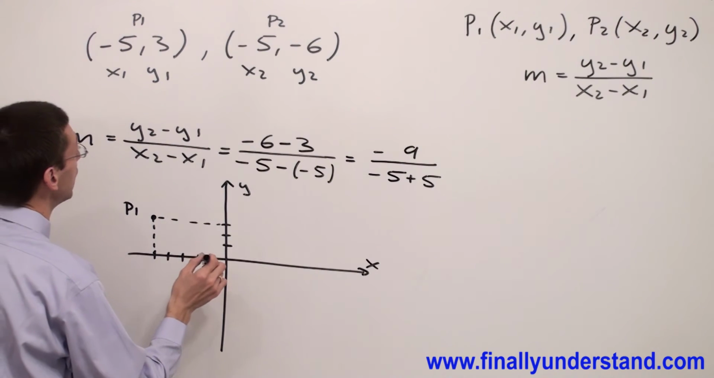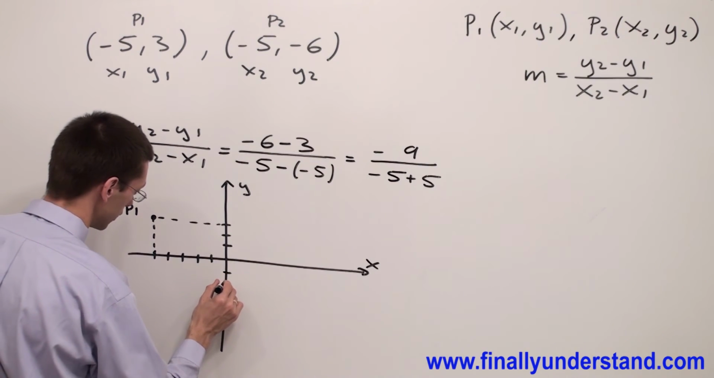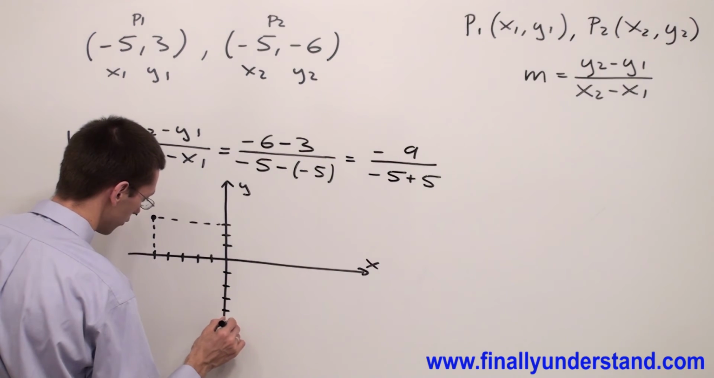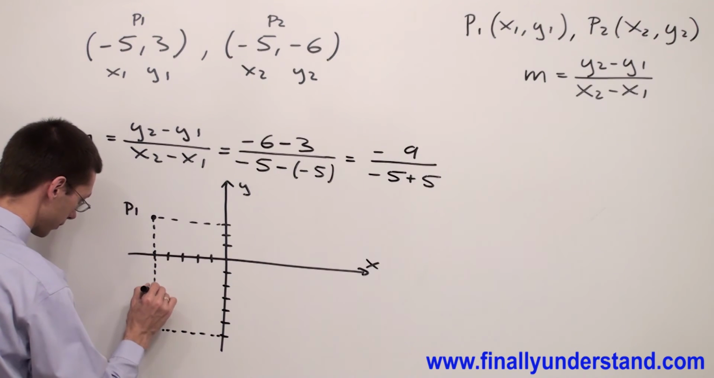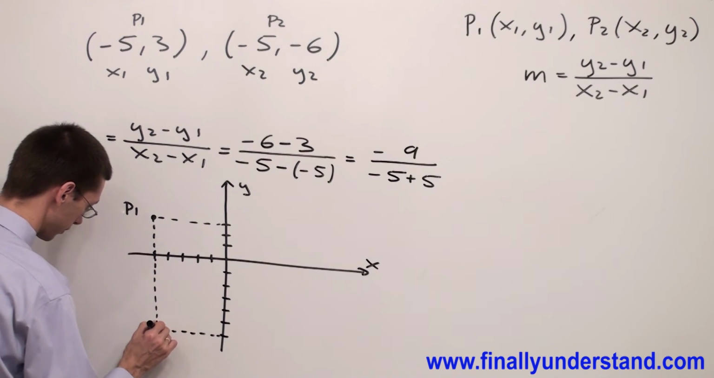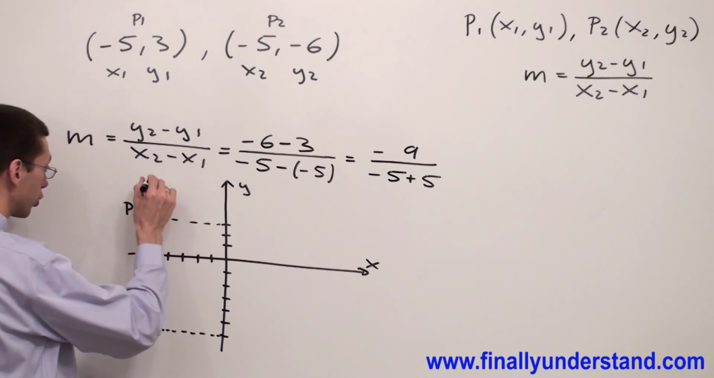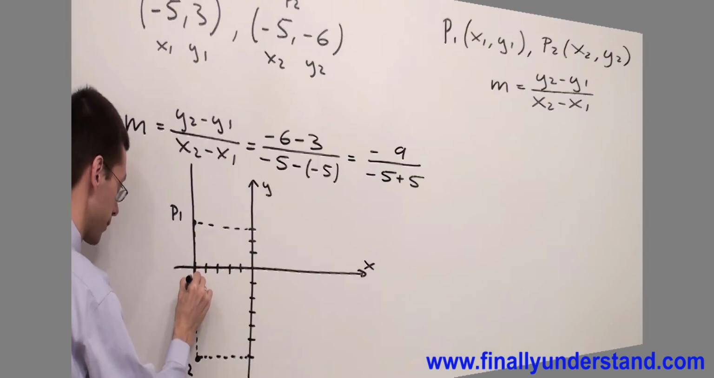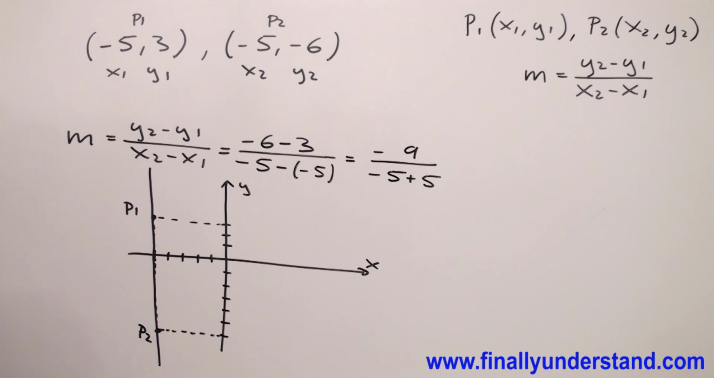P1, and we have negative 5 and negative 6. 1, 2, 3, 4, 5, 6. And this is my point 2. Connect these two, and let's take a look at what we have obtained.